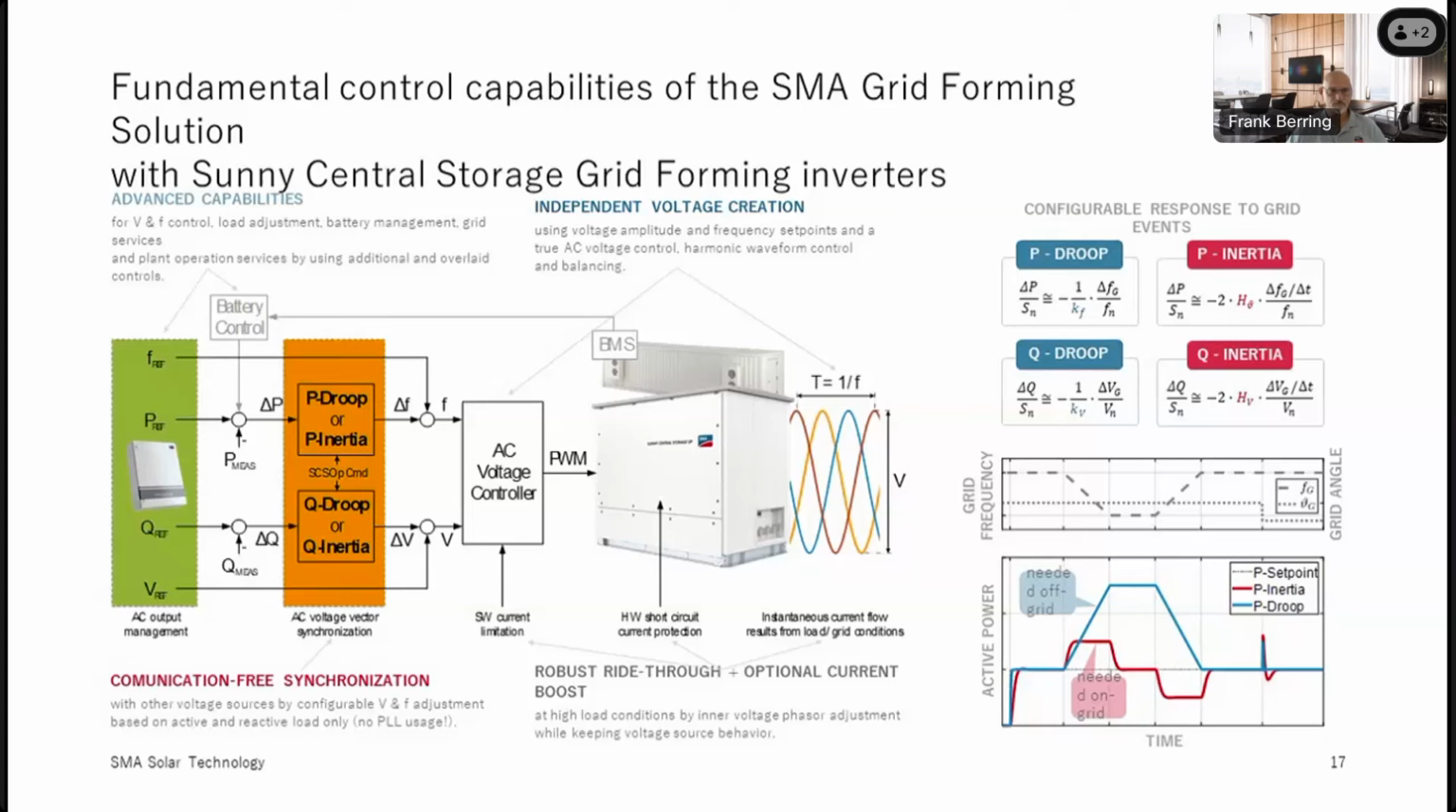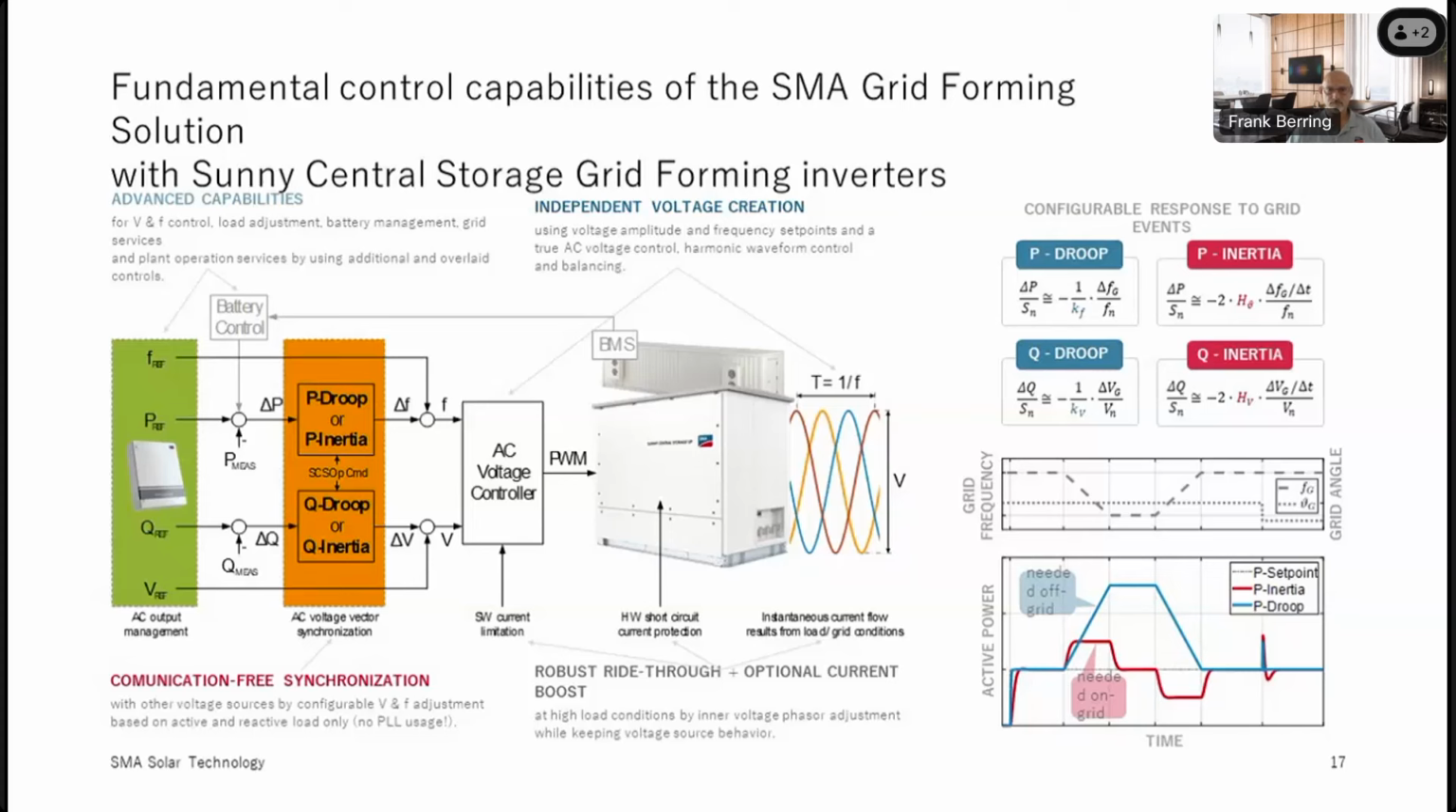Because we can, looking into the future of this presentation, we can overlay and have multi-use cases for battery storage, right? And that's always also important to mention that traditional applications will not be eliminated by grid forming. You can do many things in parallel, right? And that's the beauty of a battery inverter.